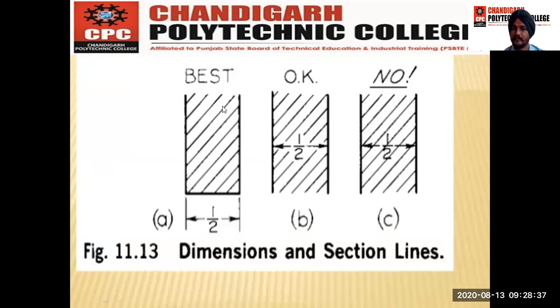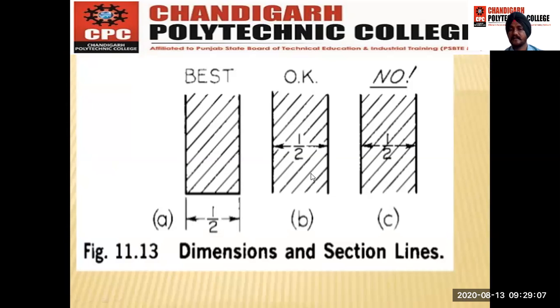This is the example for A. In A, this is the best, B is okay, C is no, because in this drawing the dimension is given outside the object, and there is also a gap of 2 that is required between object and the dimension line. This is the extension line. So this is the best way to indicate the dimension or mention a dimension on a drawing sheet.